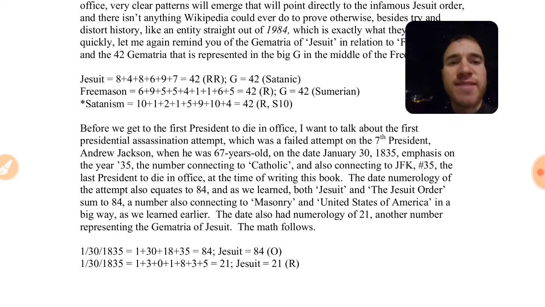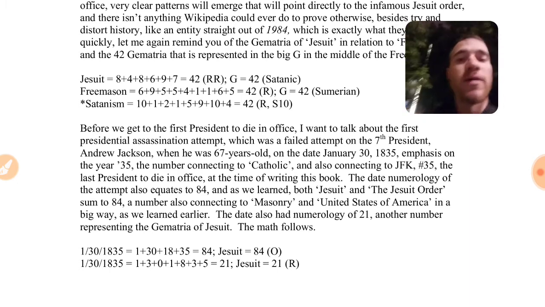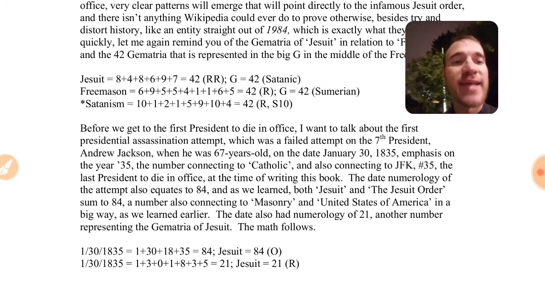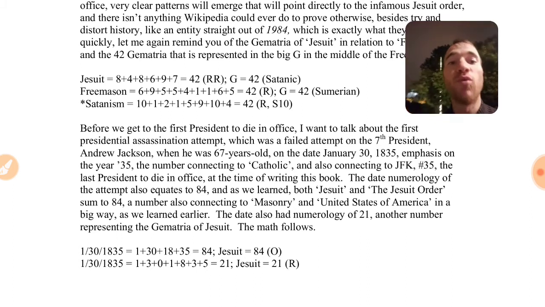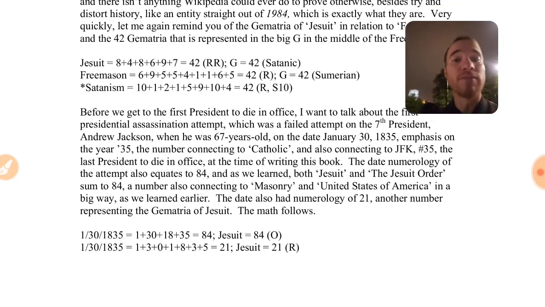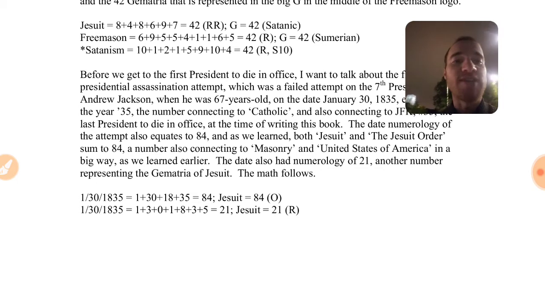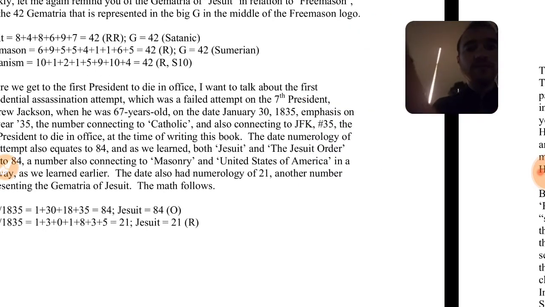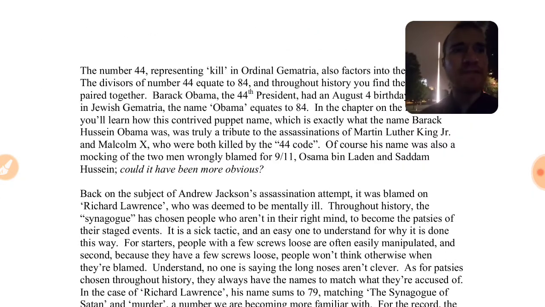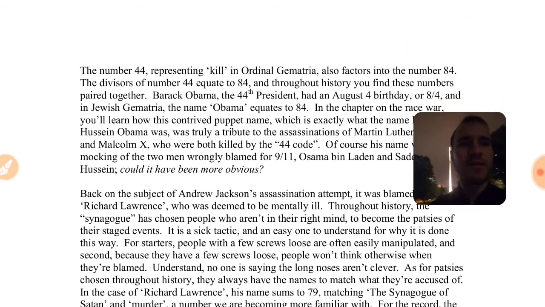The date numerology of the attempt also equates to 84, and as we learned, both Jesuits and the Jesuit order summed to 84, a number also connected to Masonry and the United States of America in a big way, as we learned earlier. The date also had a numerology of 21, another number representing the gematria of Jesuit. The math follows. Jesuits is 84 in ordinal, like the date numerology, and it's 21 in reduction. So there's a connection there with the first presidential assassination attempt.